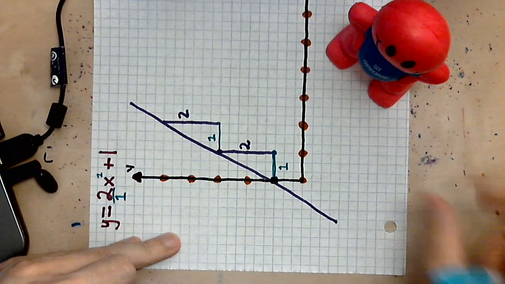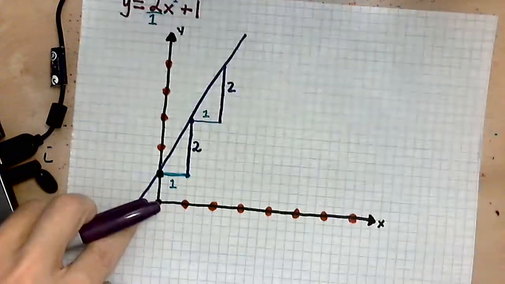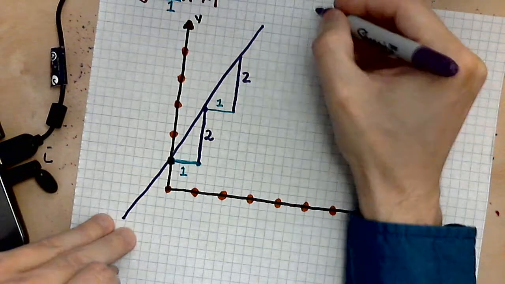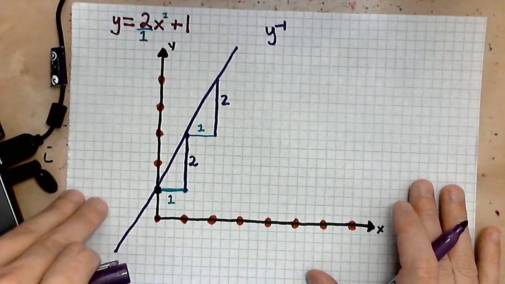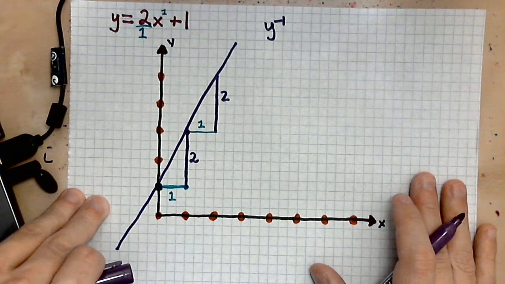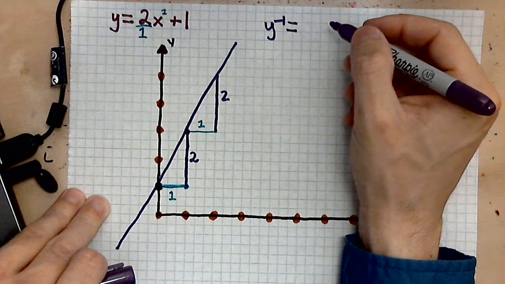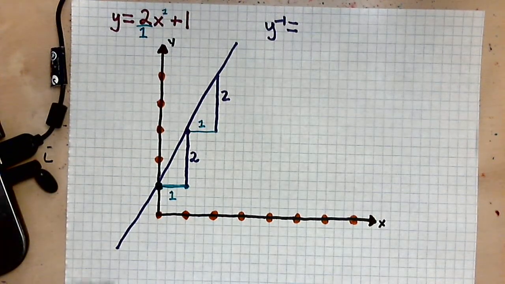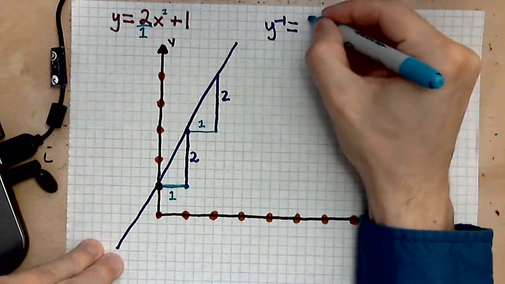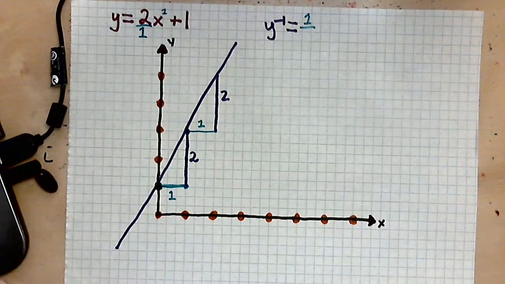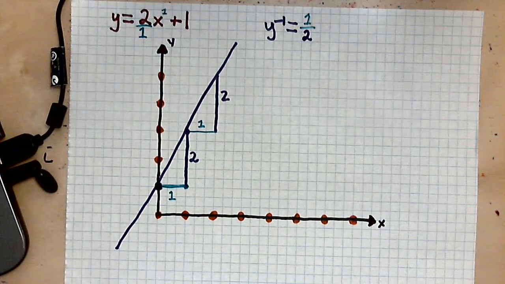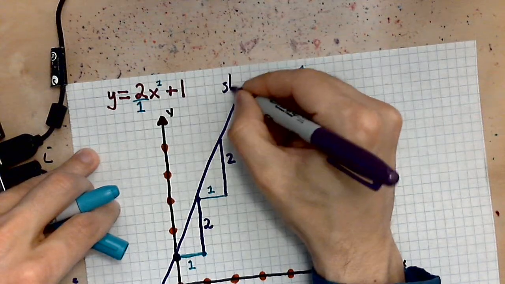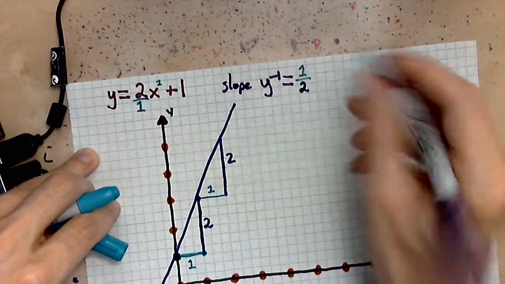So when you look at it from that perspective, I'm going to turn the page back. You can write down the equation of the inverse as y to the negative first, meaning y inverse. It doesn't actually mean y to the negative first, we just write it that way, but it represents the inverse function. That is simply equal to, as we saw, you switch the slope. It's 1 over 2 now. That's the slope of y inverse, 1 over 2. Let me mark that here. So the slope of y inverse is 1 over 2.